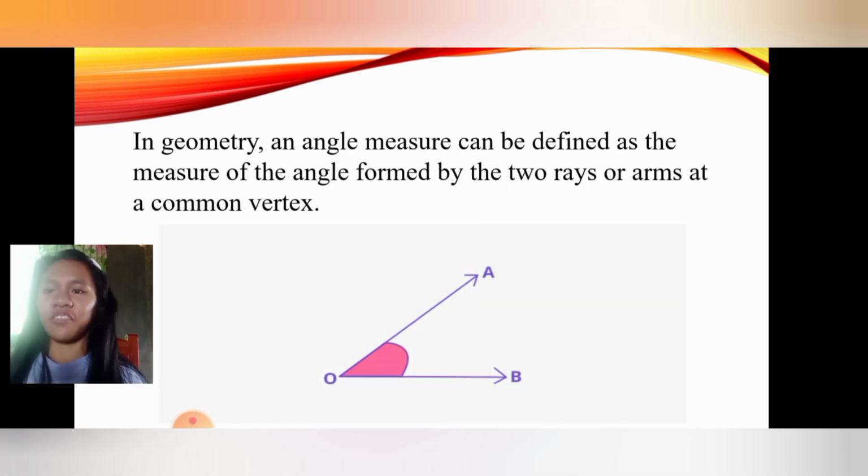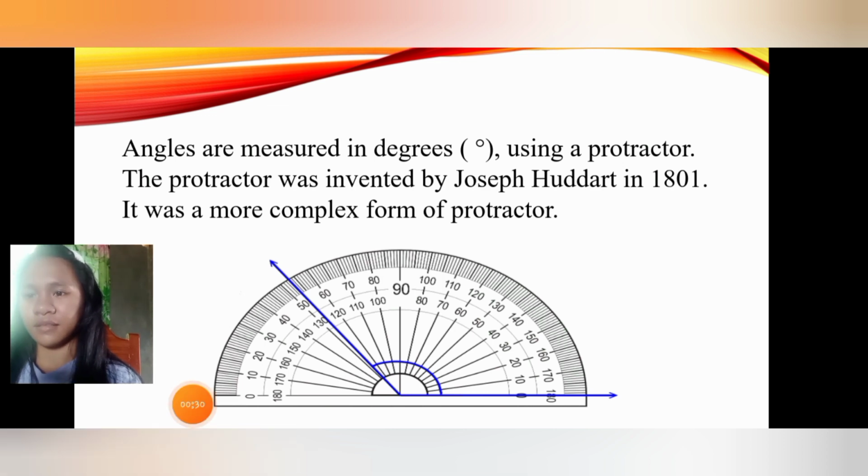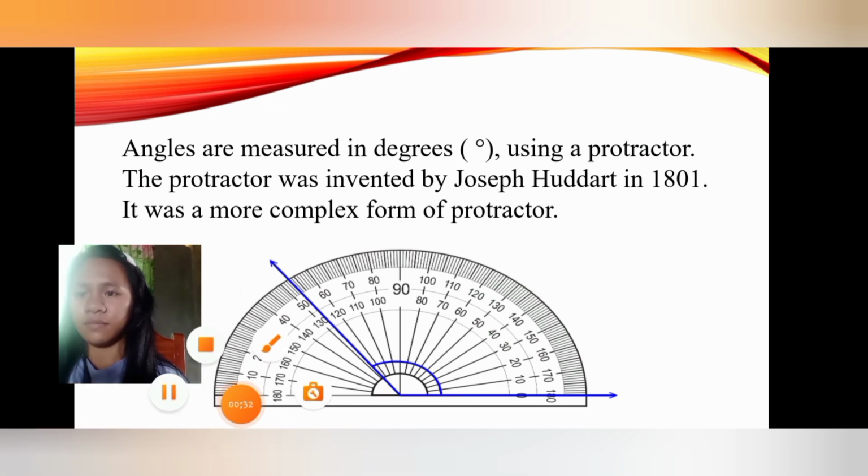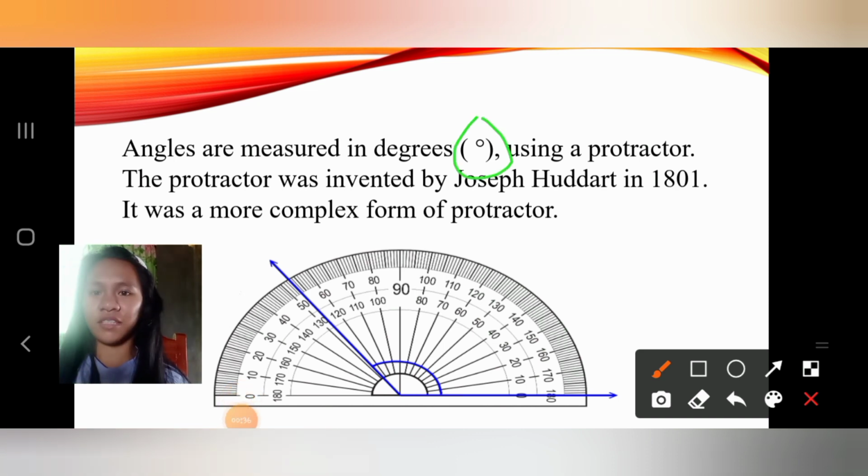So in geometry, an angle measure can be defined as the measure of the angle formed by the two rays or arms at a common vertex. Angles are measured in degrees. This is the sign of degree.